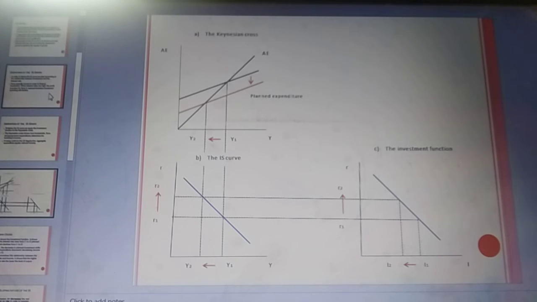And in graph C, we find the relationship between rate of interest and investment. With the increase in the rate of interest, people will start investing less money in the market, and with the decrease in the rate of interest, people will spend or invest more money in the market. Therefore, there is also an inverse relationship between rate of interest and investment, and that is the main reason why the investment curve is sloping downwards.